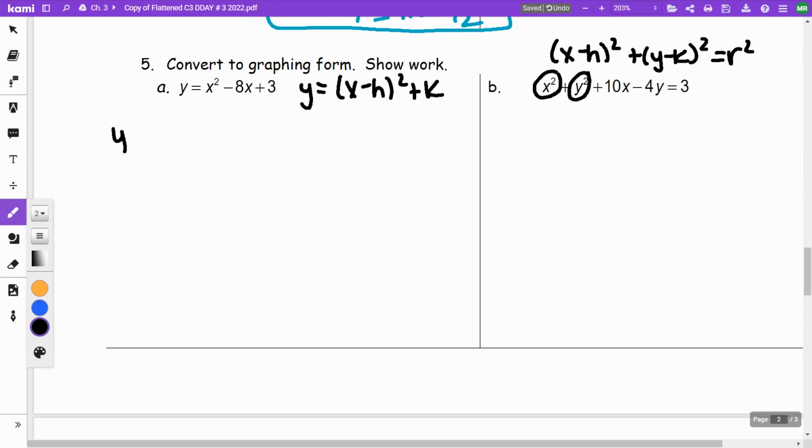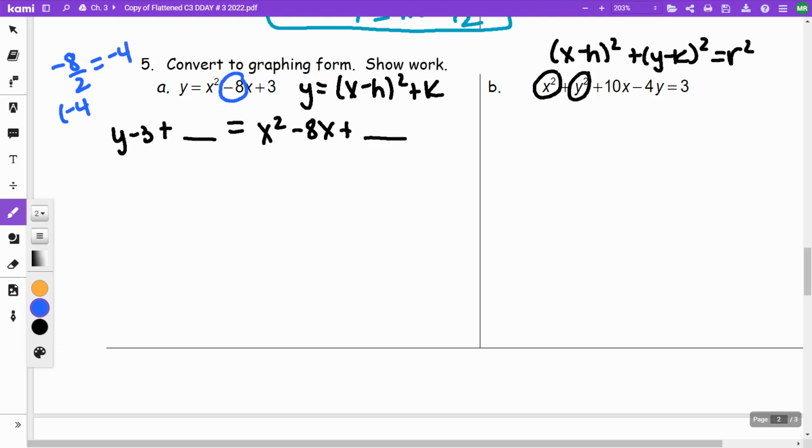So for the first one, I am going to minus 3 from both sides. I am going to leave myself a space here. And this is going to be x squared minus 8x. And again, I'm going to be adding something here. So I'm looking at this negative 8. I'm going to take half of negative 8, which is negative 4. I'm going to square negative 4, which is a 16. And so this is 16, this is 16.